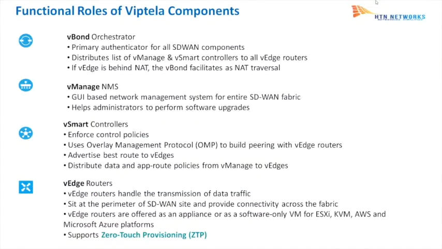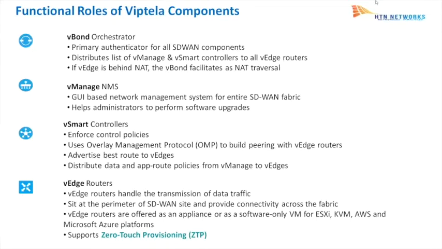So, the different functional roles of Viptela components. The vBond orchestrator, as I mentioned earlier, is the primary authenticator for all SD-WAN components. It distributes a list of vManage and vSmart controllers to all vEdge routers. So when a vEdge router comes up on a network, it gets a list of vManage and vSmart controllers that it needs to talk to. vBond authenticates the vEdge first, and once it is successfully authenticated, it provides the list of vManage and vSmart controllers so that the vEdge can go to the vManage, get its configuration, go to the vSmart, and build the tunnel.